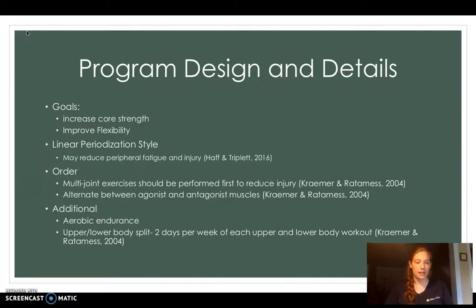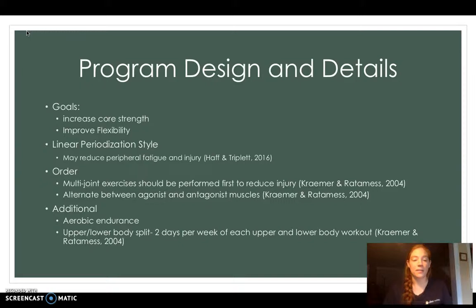A linear periodization style was chosen. Though the name is a little bit of a misnomer, it's not straight linear. You are going up and down as you're going. This was chosen because it may reduce peripheral fatigue and injury. That was shown by Half and Triplett.